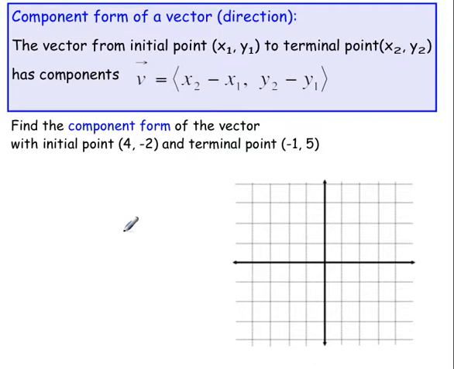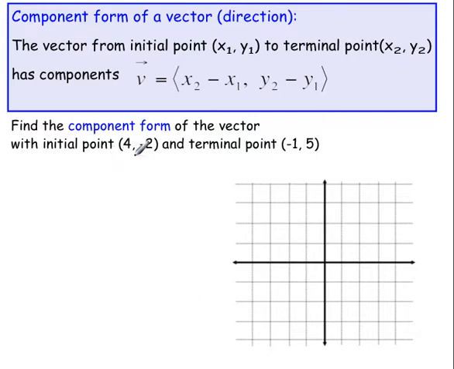x2 minus x1, comma, y2 minus y1. And then these are pointy brackets. Make sure you use pointy brackets rather than parentheses. If you use parentheses, it would be confused with a point, a coordinate. So if we're talking about a vector, we've got to use pointy brackets.